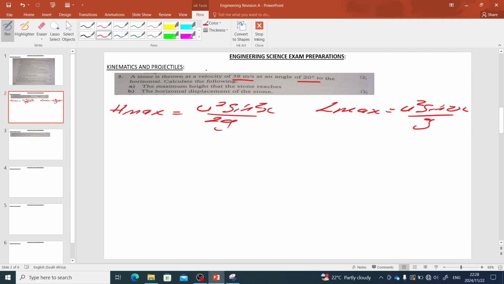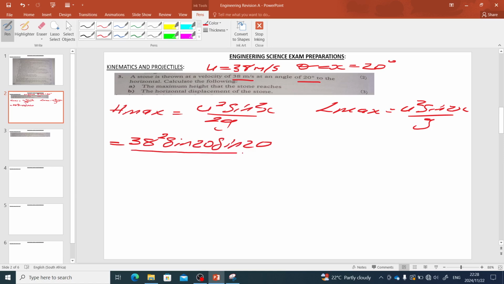All right. We are given the initial velocity. It is 38 meters per second. Then the angle of projection is 20 degrees. Now, in calculating the h max, it will be 38 squared multiplied by sine squared theta. If you don't know how to compute it in your calculator, you can repeat it twice and say sine 20 multiplied by sine 20, divided by 2 times 9,81.